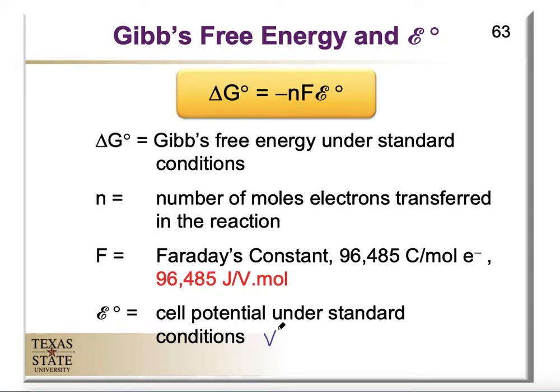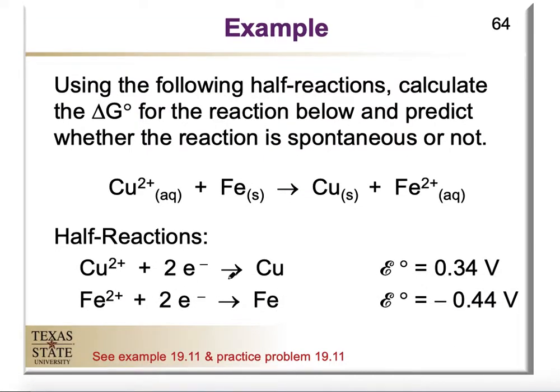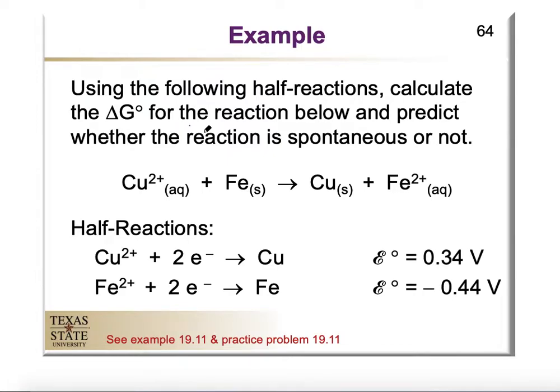All right, so moving on, let's do an example. Using the following half reactions, calculate the Gibbs free energy change for the reaction below and predict whether the reaction is spontaneous or not. Okay, so notice that they're already giving us an equation in which we have copper 2 plus going to copper solid, which matches this copper 2 plus going to copper solid. And then the other one is iron solid going to iron 2 plus. So it's the opposite of this reaction, right? That means that this is the reduction, and the opposite of this one will be the oxidation.